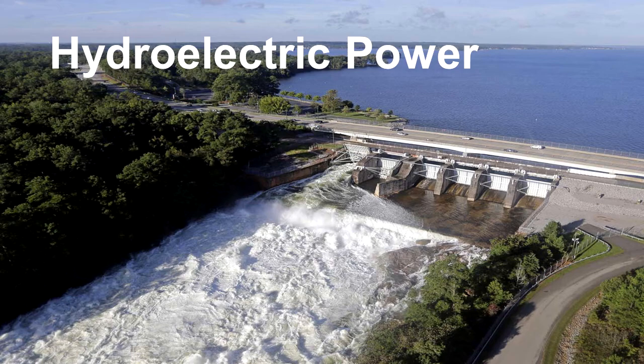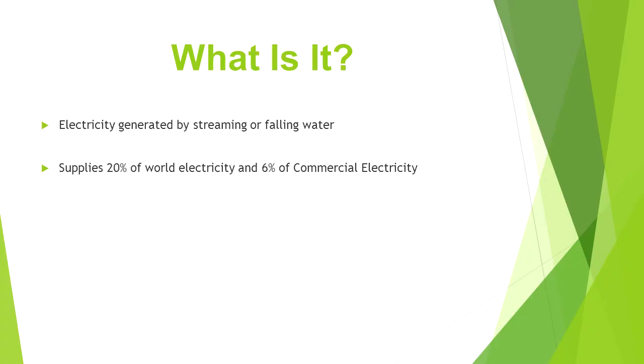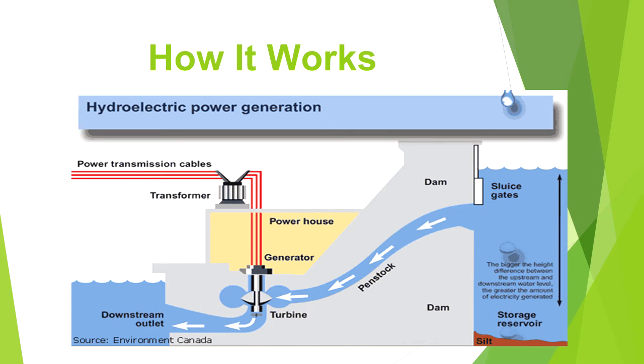For hydroelectric energy, what it is essentially is electricity generated by streaming or falling water. It supplies 20% of world electricity and 6% of total commercial energy. How it works, if you can look at the picture listed, it starts by a collection of runoff of seasonal rain and snow in lakes and rivers. This runoff then flows downstream and passes through the dam.